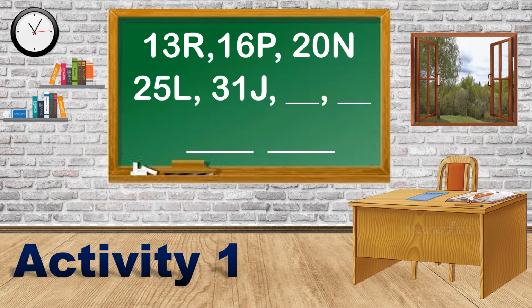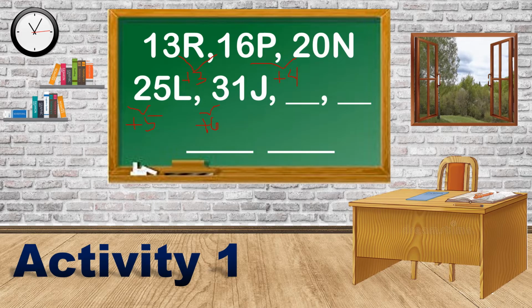So, kung mapapansin nyo, from 13 to 16, nagdagdag tayo ng 3, di ba? And from 16 to 20, nagdagdag naman tayo ng 4. From 20 to 25, we added 5. And from 25 to 31, we added 6. Ayan na, medyo malinaw na yung pattern sa atin. Nag-a-add tayo ng consecutive ng susunod na number.